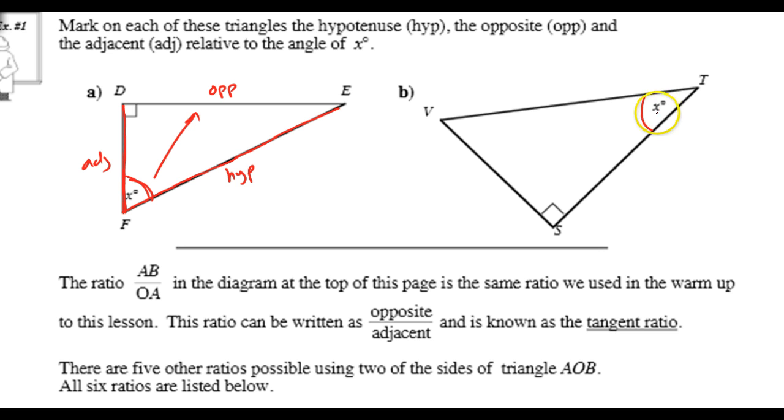All right, let's look at our angle X over here. Directly opposite would be the opposite side. The hypotenuse would be the long side, and the adjacent side would be over here.